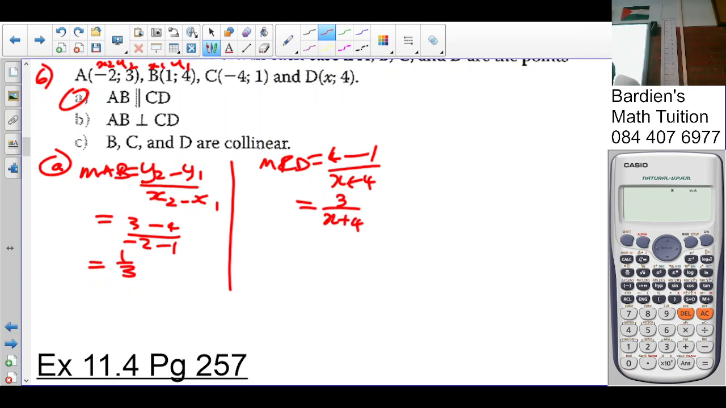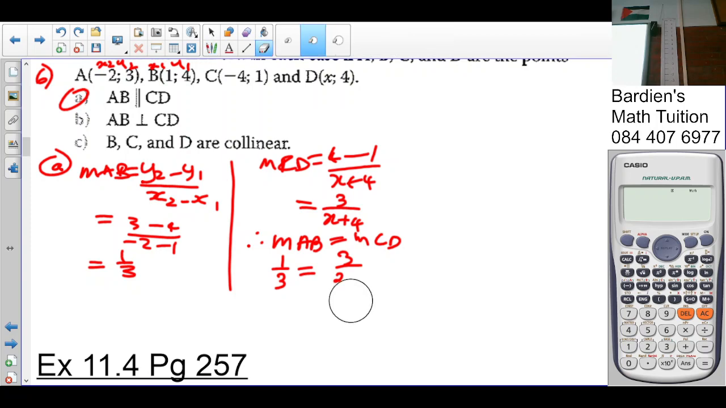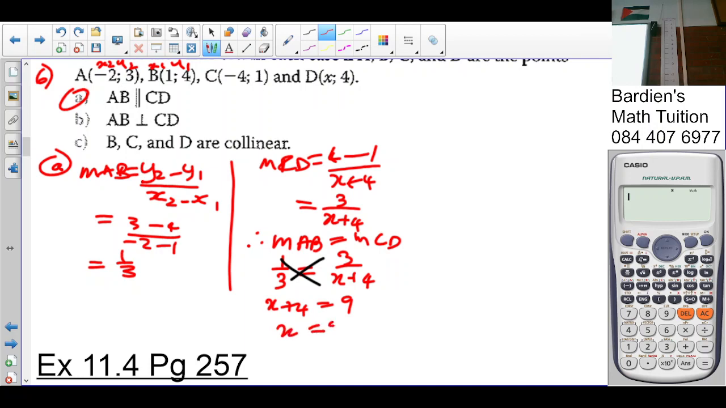Right. Now what do we say? Since AB is parallel to CD, therefore the gradient of AB must be equal to the gradient of CD. Why? Because the lines are parallel. So it's going to then be a third is equal to the gradient of CD, which is 3 over x plus 4. So what do I do now? Cross multiply. x plus 4 equals 9. So x is equal to? Okay. So if the lines are parallel, x is equal to 5.